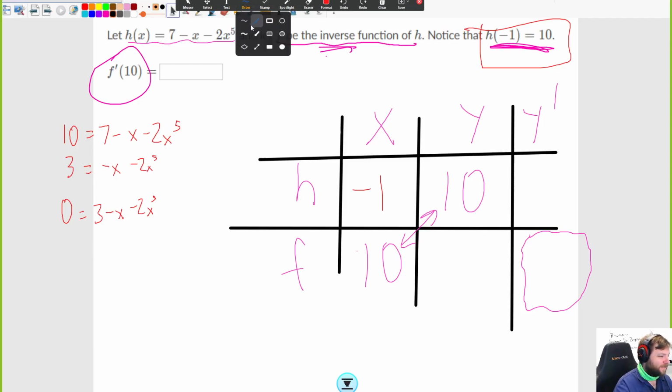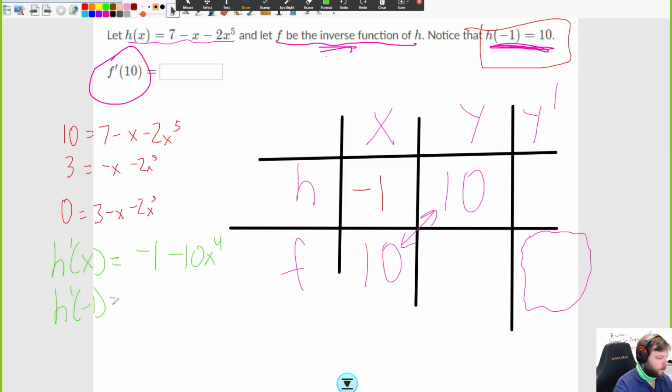All right. So the next thing I would look at is I want to find my y prime. That means I actually need to find my h prime of x, which I can do. It's going to be -1 minus 10x to the 4th. H prime of -1 would be -1 minus 10 times -1 to the 4th. -1 to the 4th is just +1, so it's -1 minus 10, which is -11.